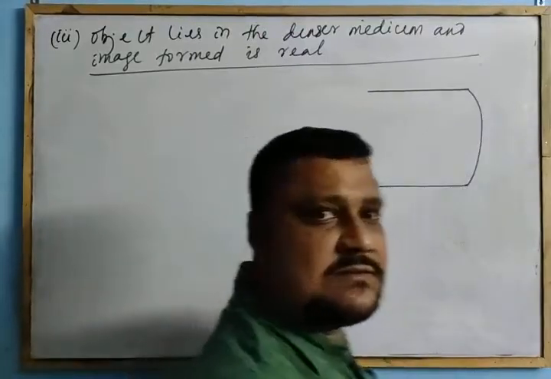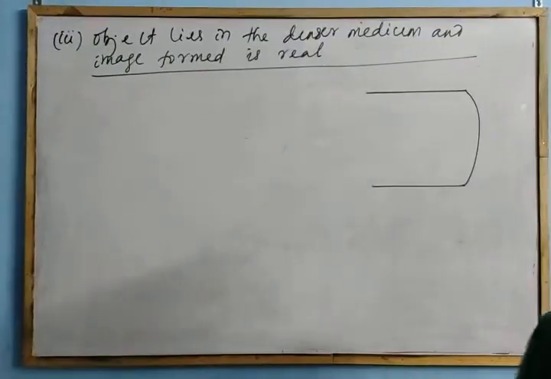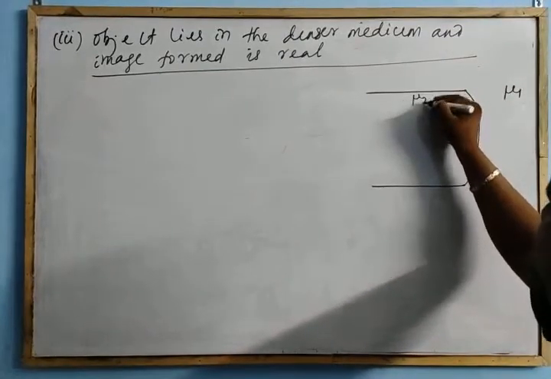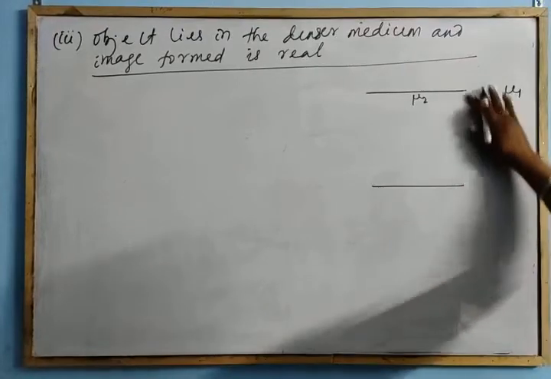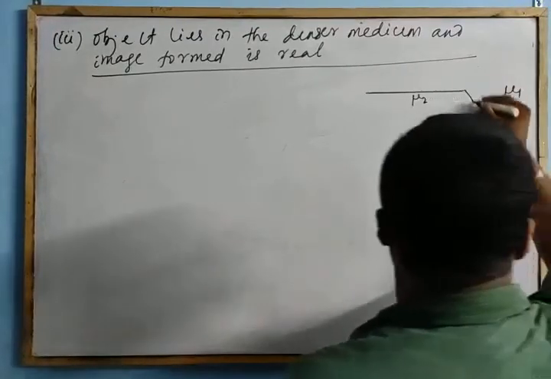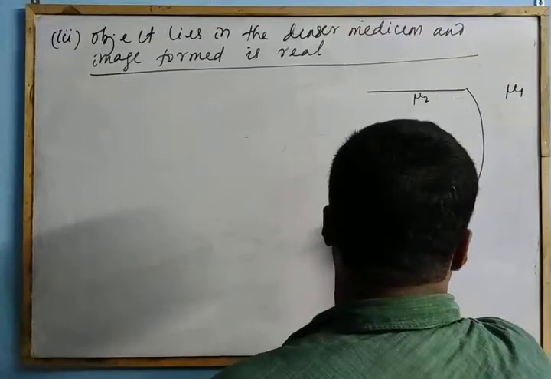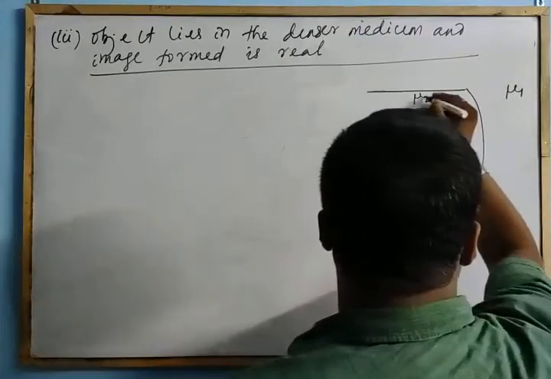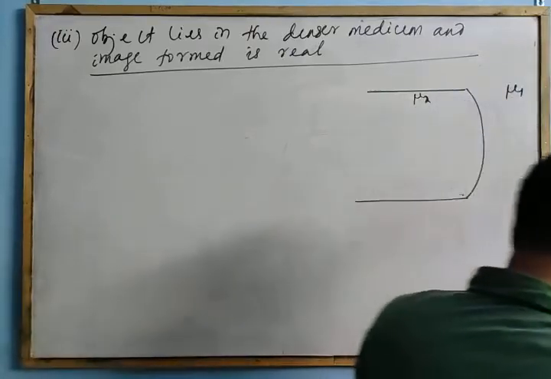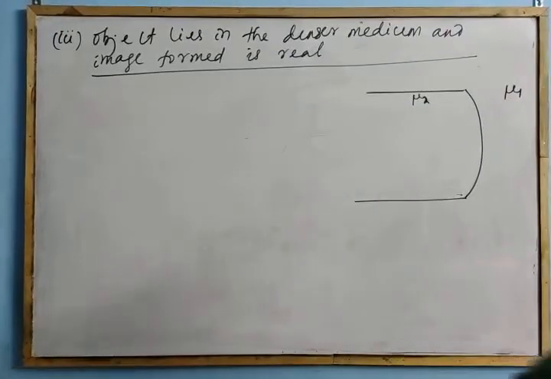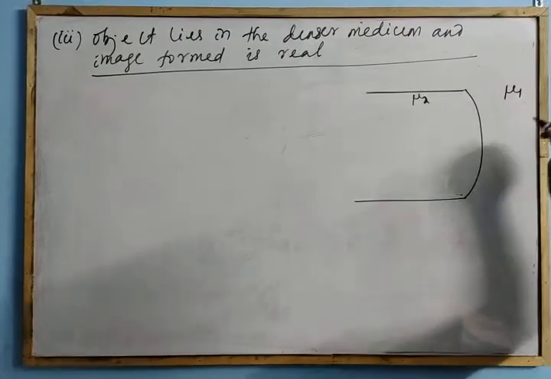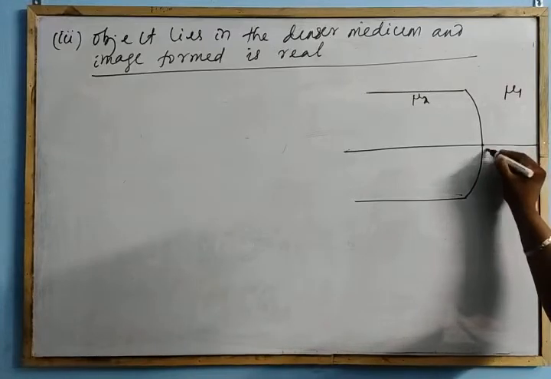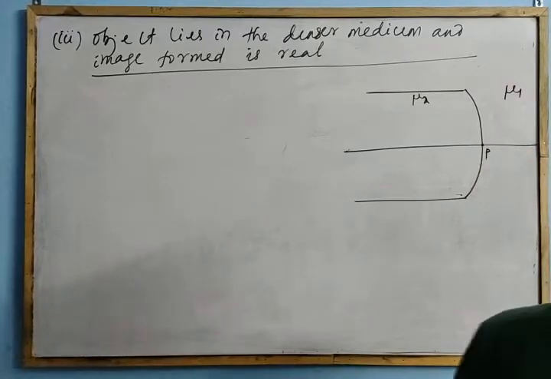Convex surface, clear? So this is a convex surface, and this is the air of refractive index mu1, and the denser medium is of refractive index mu2. Let me make it large. Okay, so mu2 and mu1. Clear? Next.